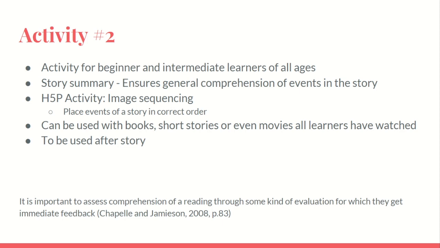Using H5P, they'll be placing the events of the story in the correct order, and then they'll get feedback on whether their order was correct. So, according to Chappell and Jamieson, it is important to assess comprehension of a reading through some kind of evaluation, for which they get immediate feedback. And this is what the activity helps to do. It makes sure the students know all the events in the story and in what order they go, so that they have a general understanding of the story.